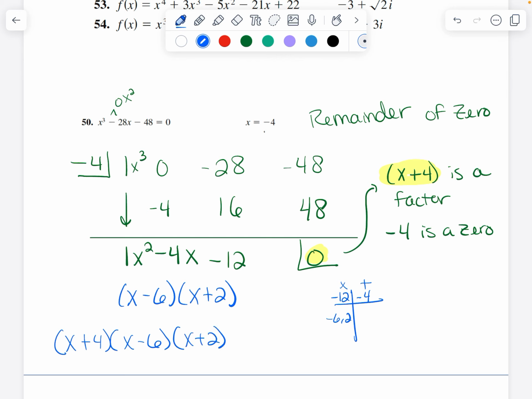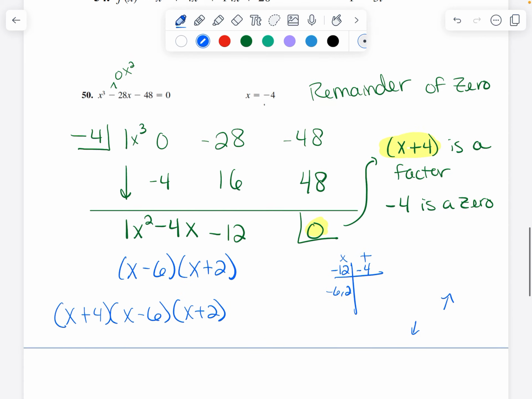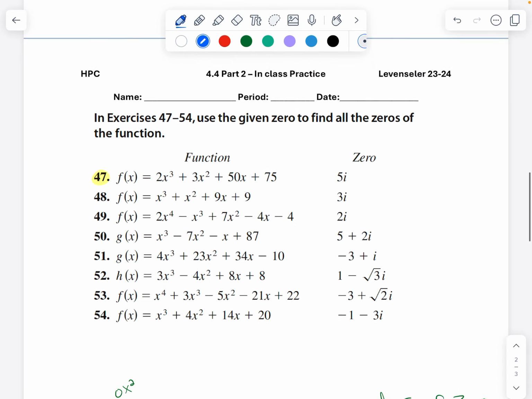It's a cubic. We know our end behavior would be down and up. It's odd and positive leading coefficient. Your zeros are negative 4, 6, and 2. So we could plot those on a graph. And then just sketch our cubic polynomial through those points. So you don't have to do the graphing part today, but I'm just sort of showing you where that's leading, okay? So that's the first type.